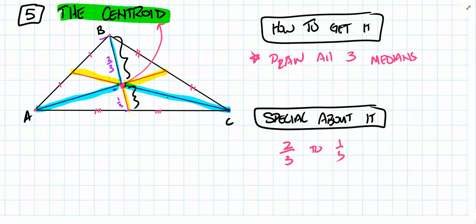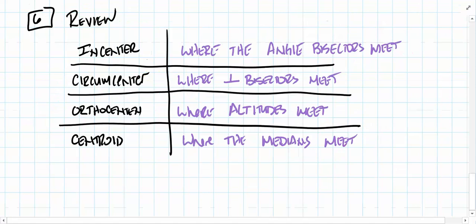Okay, the incenter is where the angle bisectors meet. Circumcenter is where the perpendicular bisectors meet. Orthocenter is where the altitudes meet. Centroids are where the medians meet.